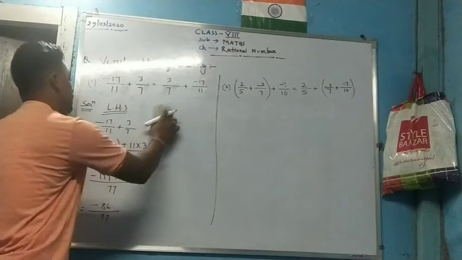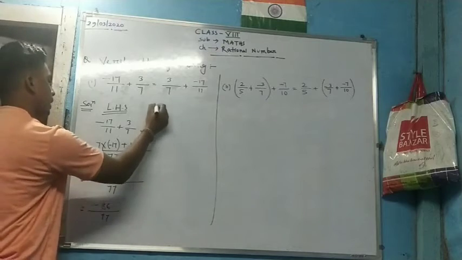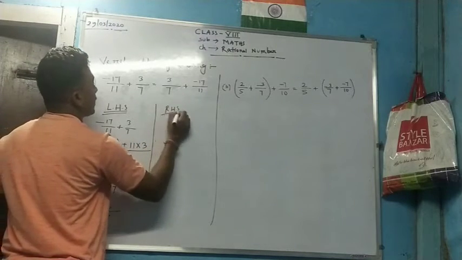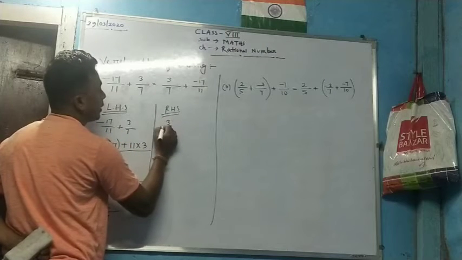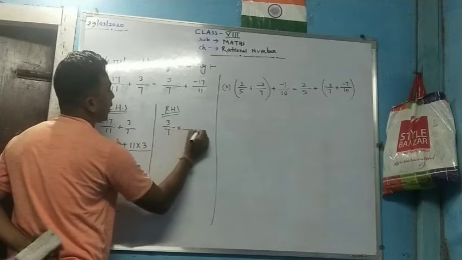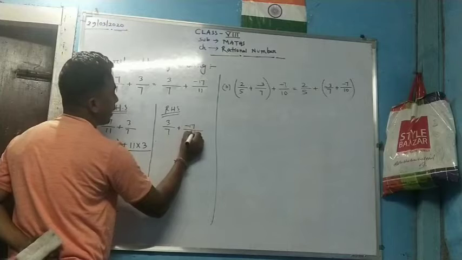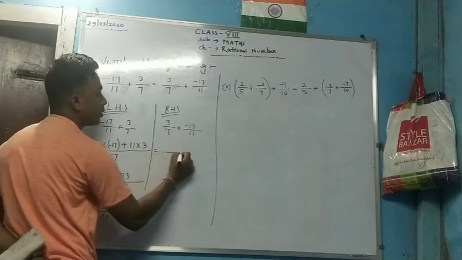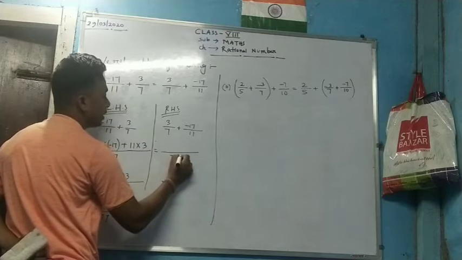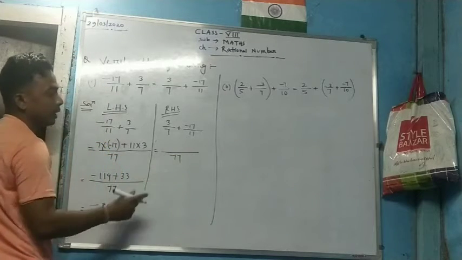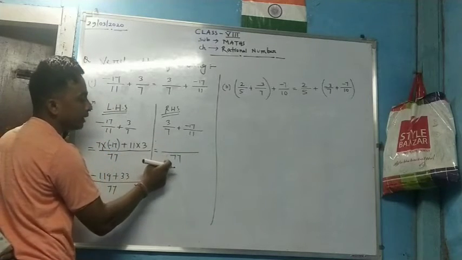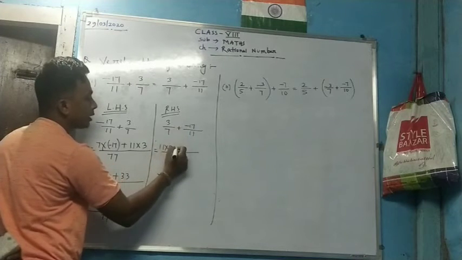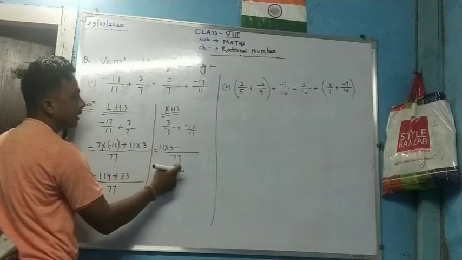Now I will move to the right hand side. RHS. What is the term? 3 by 7 plus minus 17 by 11. So there is no common term between the denominators, so the LCM will be 77. 7 multiplied by 11 I will get 77. So 11 into 3 plus 7 into minus 17.